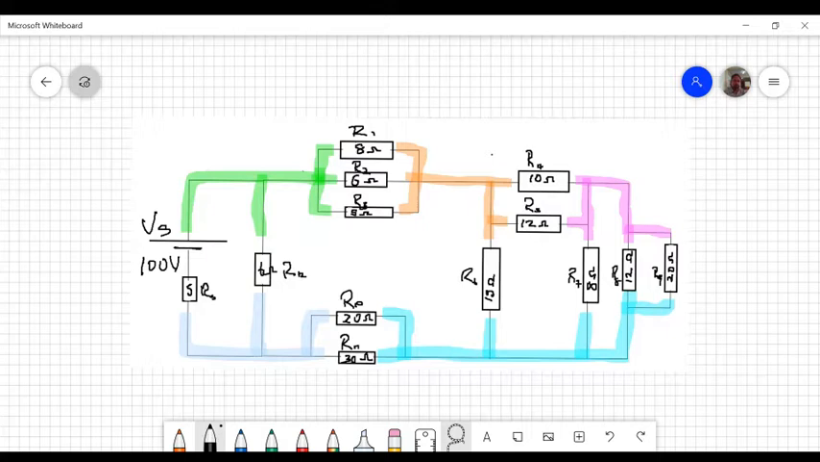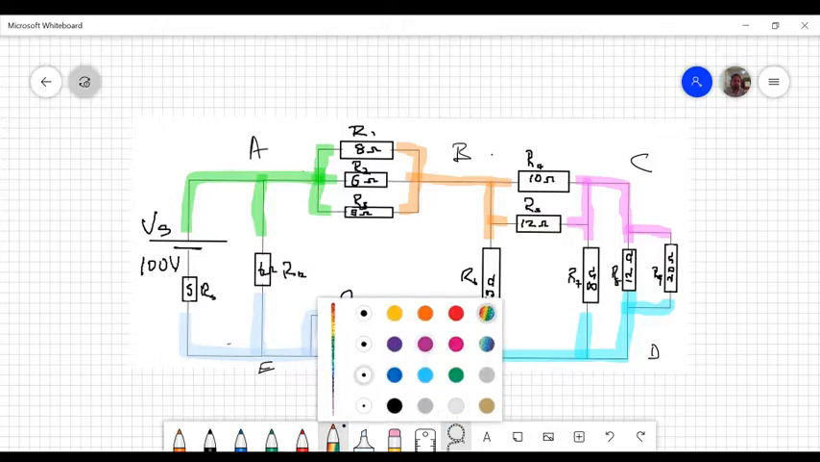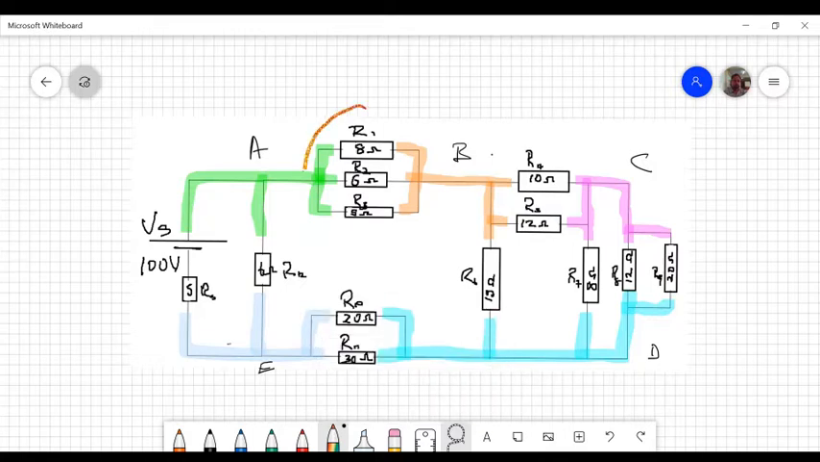So let's call this A. Let's call everything along this other highlighted color B. Let's call that C. Let's call that D. Let's call this side E. So that's E. So now that we've figured out how the current runs, we can see very clearly that this group is in parallel. Now these two are clearly in parallel.